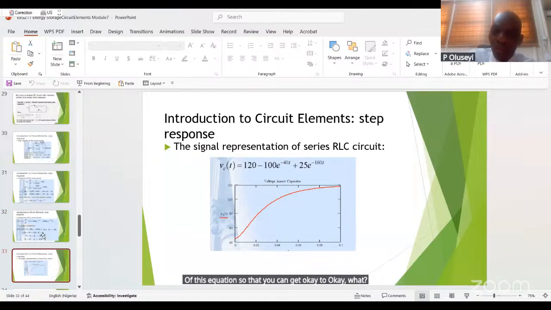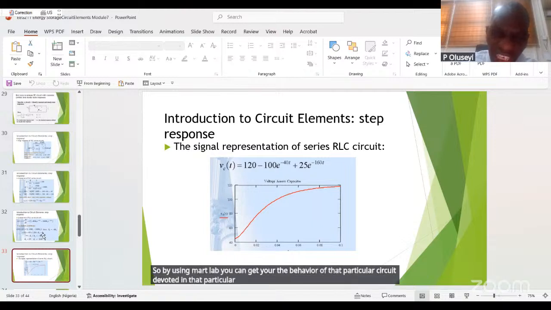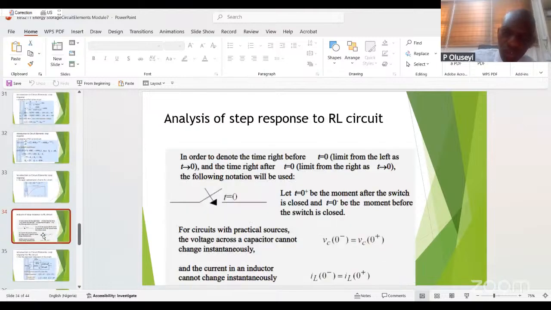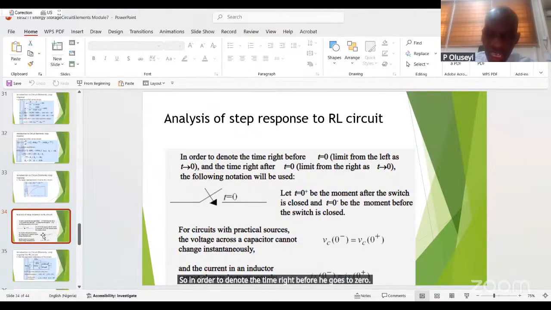By using MATLAB, you can get the behavior of that particular circuit, the voltage in that particular circuit. You can get the behavior in this form. So in order to denote the time right before T equals 0, that is the limit from the left as T tends to 0, and the time right after T equals 0, that is the limit from the right as T approaches 0.